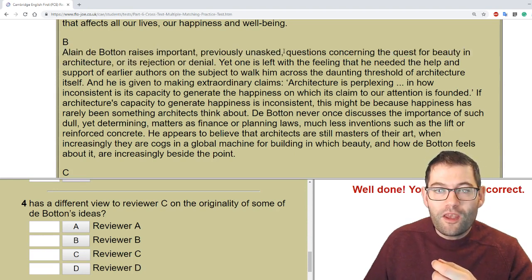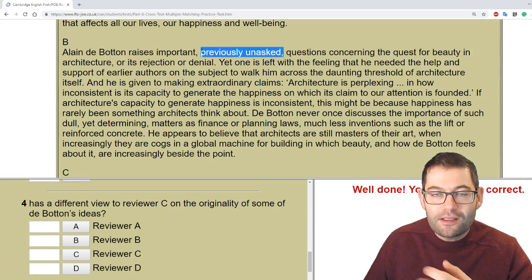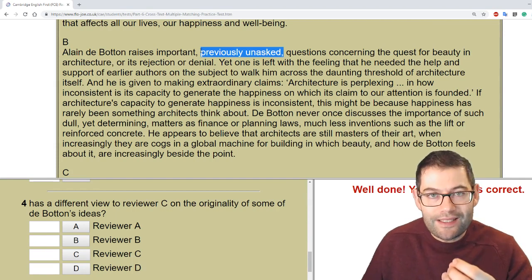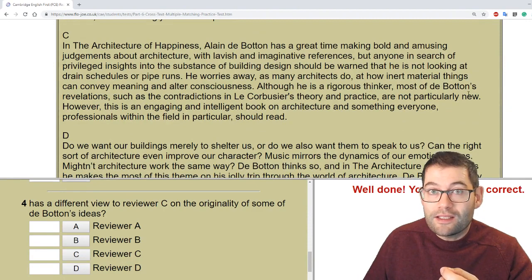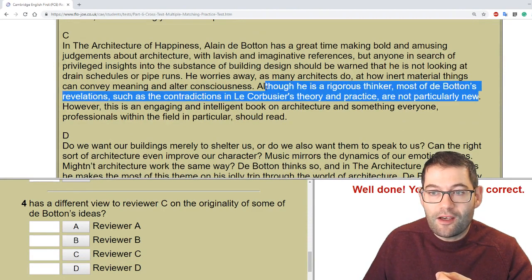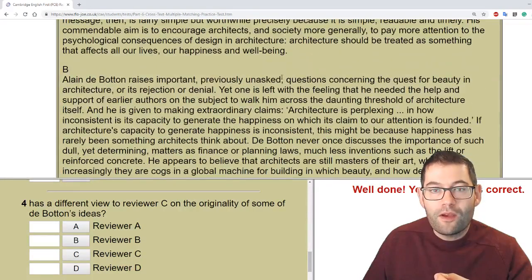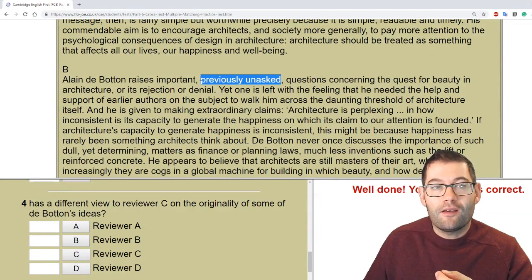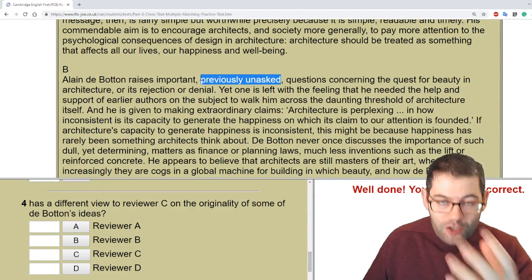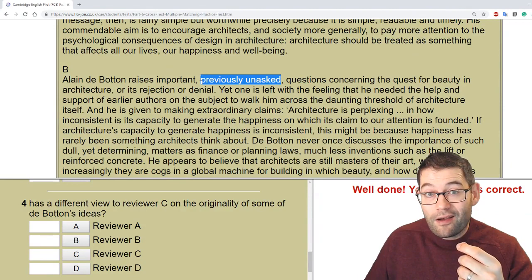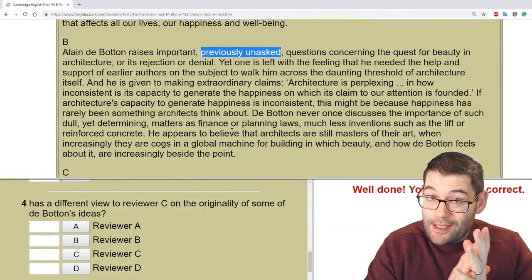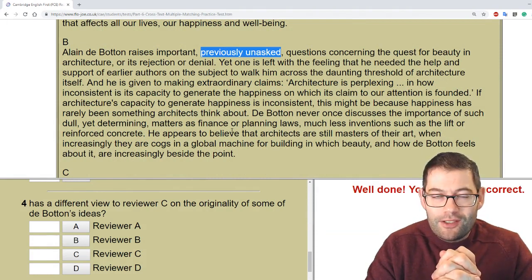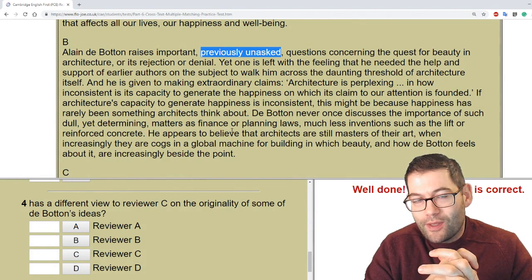So this idea of being previously unasked suggests an originality that C seems to suggest isn't there, because C is saying that the idea is not particularly new, whereas B is saying that these issues that de Botton raises are new, being previously unasked. And there we go. It is a nightmare of a question. It is a very difficult question.